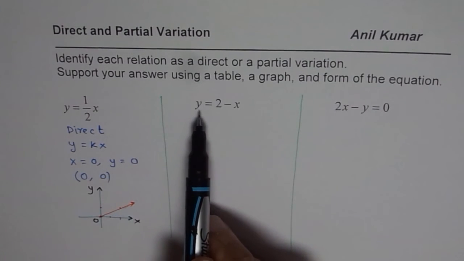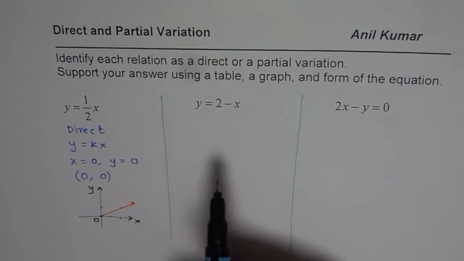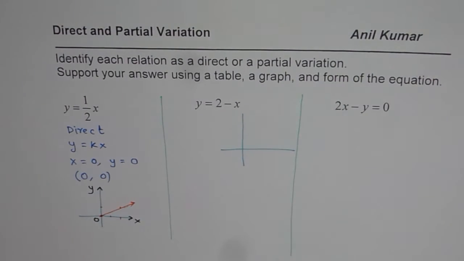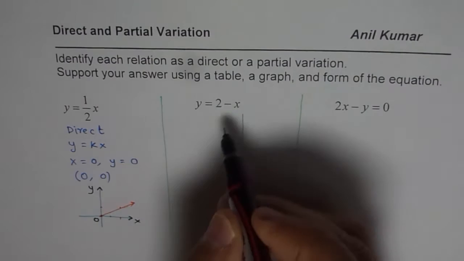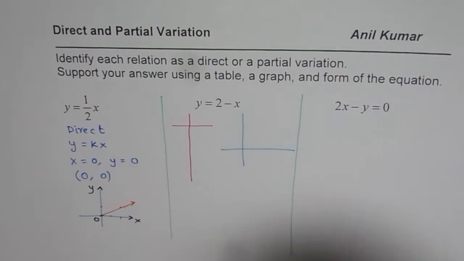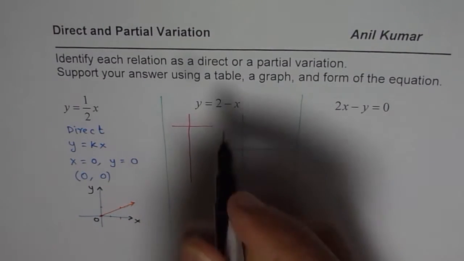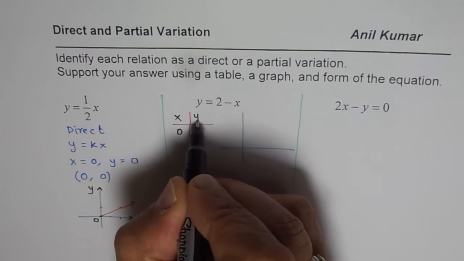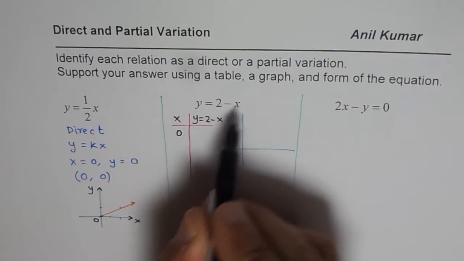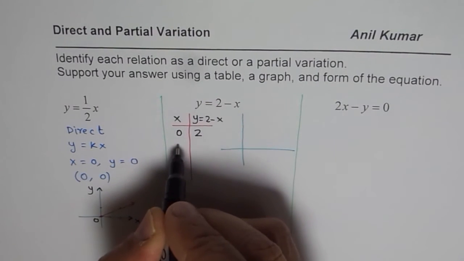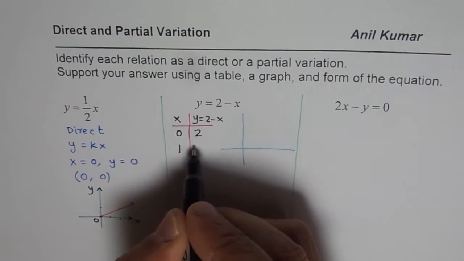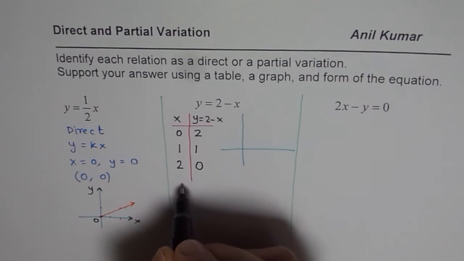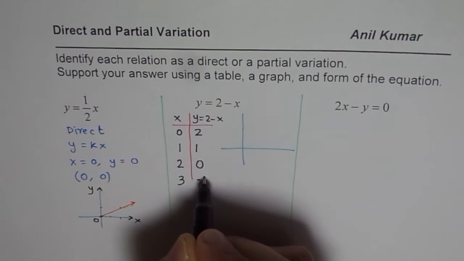Now for the second equation, which is y equals 2 minus x, let me begin by sketching the graph. You can plot a graph with some table of values. Let us select some values for x and write down the values for y. If I have x as 0, which is a good value to take always, here we have y equals 2 minus x. If I write 0, I get y equals 2. If I write x as 1, I get 2 minus 1 as 1. If I write 2, y becomes 0. And likewise, if I write 3, I get minus 1.